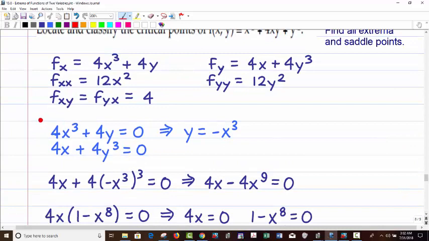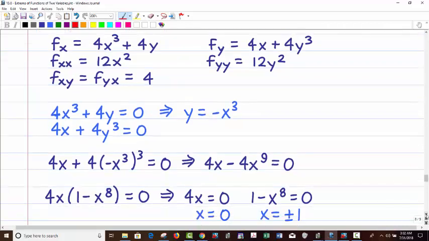So here are my fx equals 0 and fy equals 0 equations. Set them equal to 0, and we're solving. So once again, this is going to be similar to the last one, where the substitution technique is the way to go here. So I took the top one. Yeah, very similar to the last one, in fact. It's getting the same x values again. So y equals negative x cubed. Plug it into the bottom one. 4x plus 4 times negative x cubed, cubed.